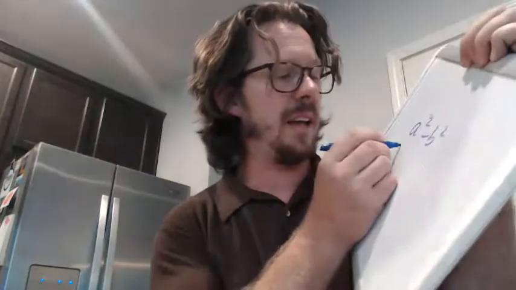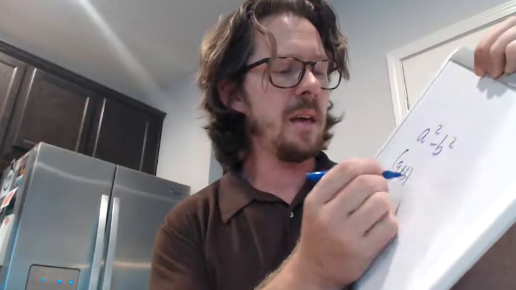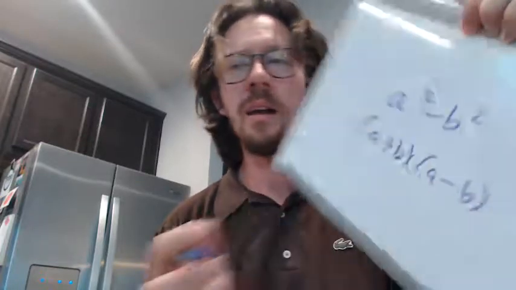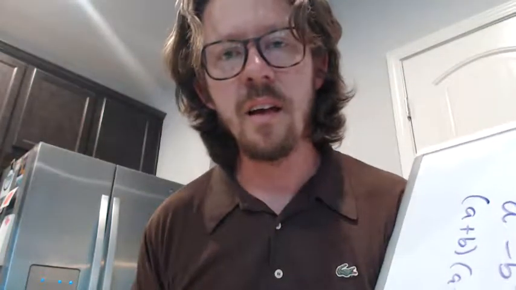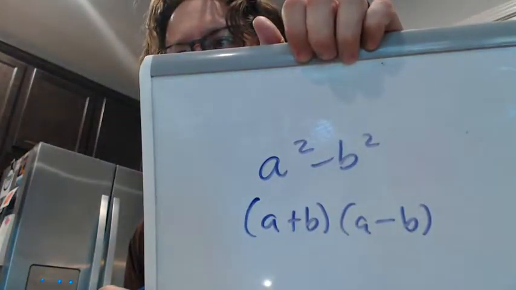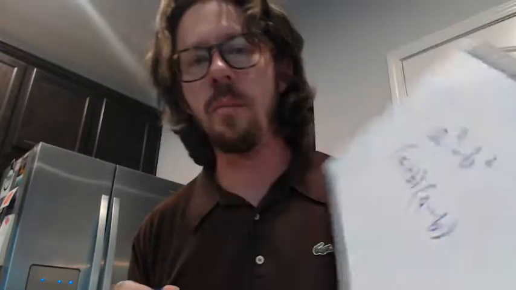So, long story short, whenever you have a squared minus b squared like that, you can always factor it as a plus b times a minus b. That's called a difference of squares. Very simple to do. Now, let me show you one more special case here.